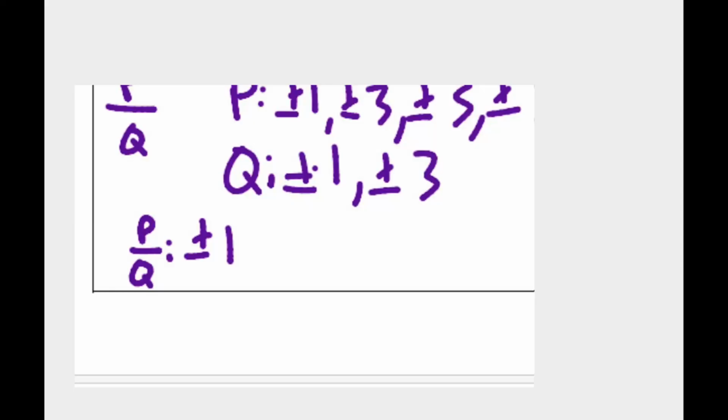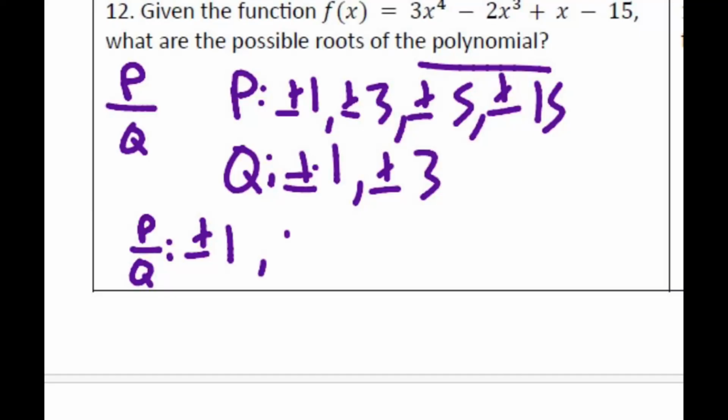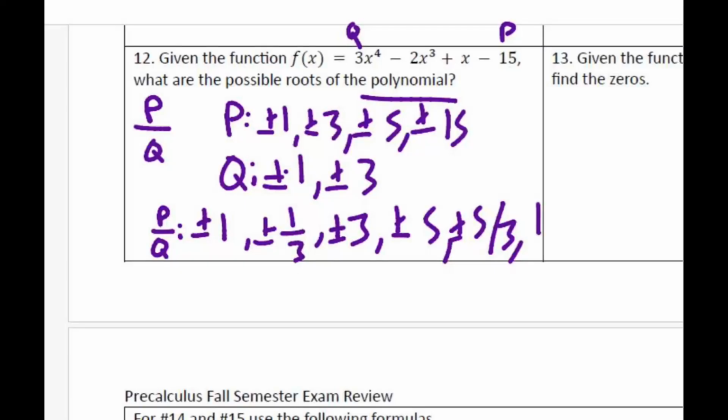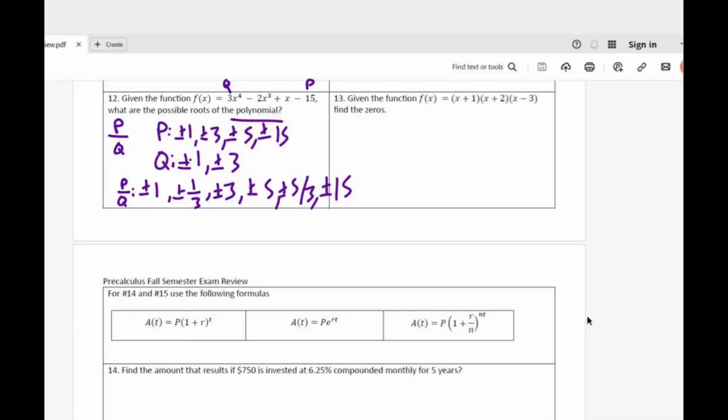I do plus or minus 1. That's coming from these, right? And then I would go this way. I'm not going to write all those arrows up there because that would be confusing. Plus or minus 1/3. Plus or minus 3 over 1, which is 3. Plus or minus 3 over 3, which is 1, and I already have that. Plus or minus 5 over 1, which is 5. Plus or minus 5/3. Plus or minus 15 over 1, which is 15, and plus or minus 15 over 3, which is 5, which I already have. So this is p over q.